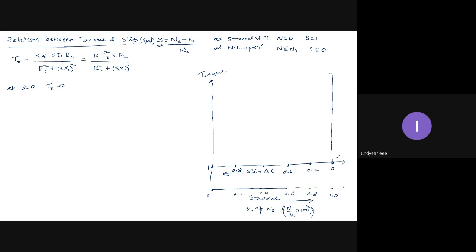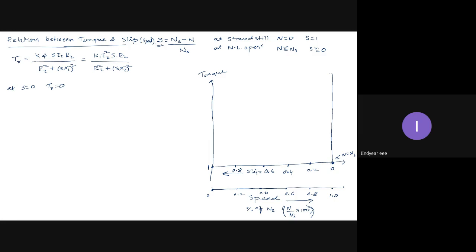So it is this condition where n is equal to ns. When n is equal to ns, the rotor will stop. It means the torque developed is 0. Now as the speed decreases from ns, the value of slip is very low. It is rising from 0.